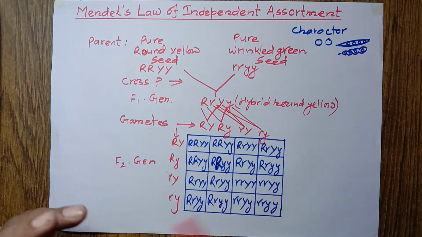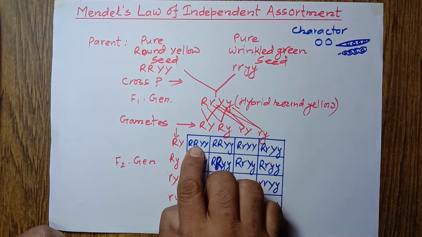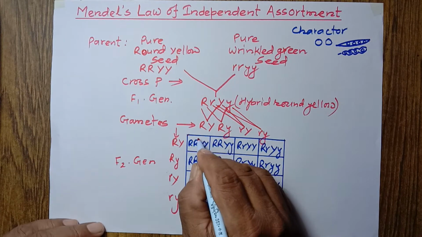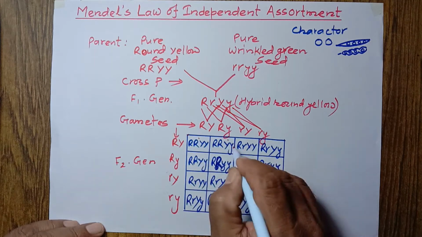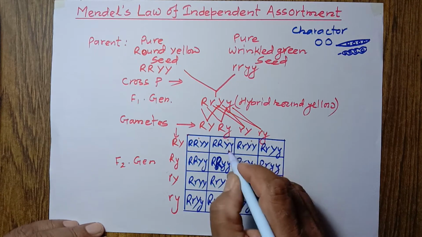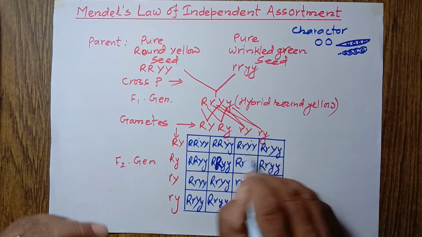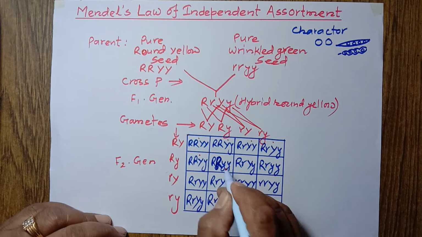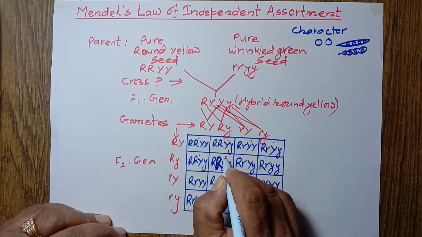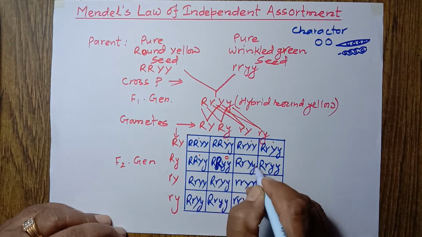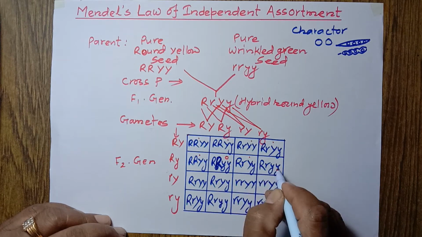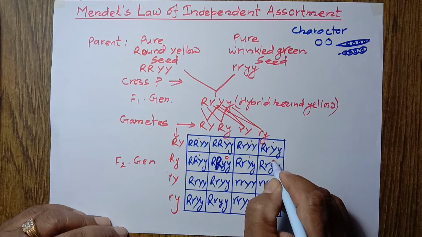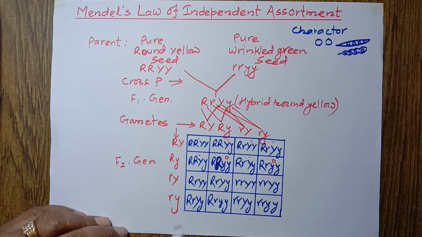This way, how can we identify them? Look at this. This is round yellow. I am going to mark them, round yellow, round yellow. This is also round yellow because at least one R is capital and two Y's are capital. This is round yellow. This is not round yellow, round but green. This is another type, round green. And this is round yellow. And this is round green. This is round green. That's why I want to make this type of symbol.